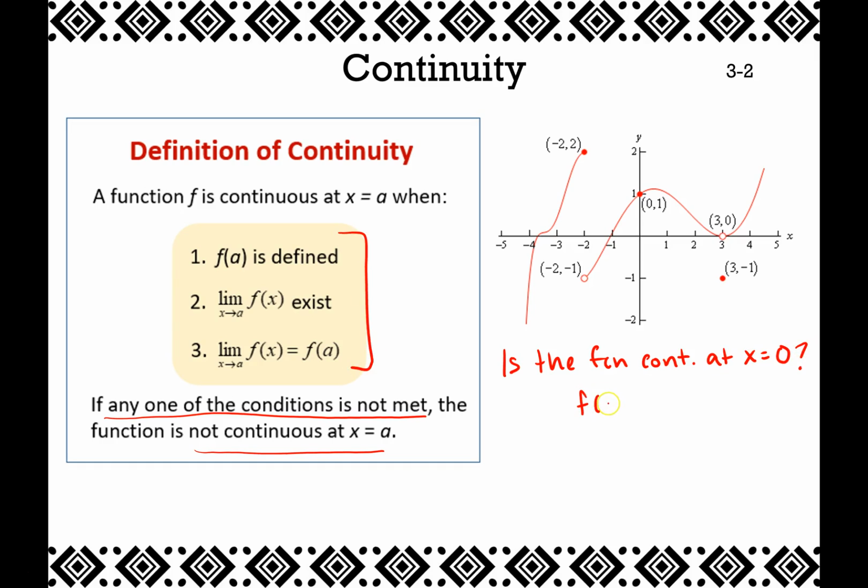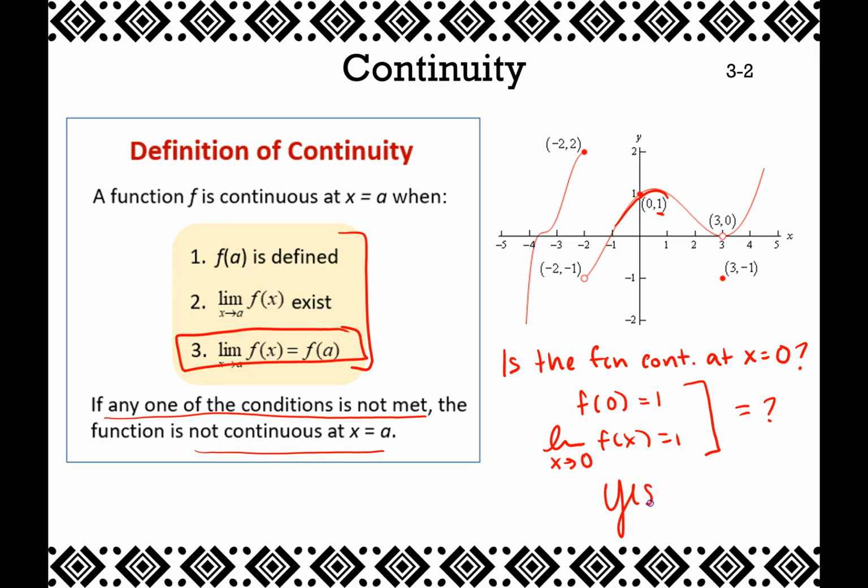Is f of 0 defined? Sure, f of 0 is equal to 1. What's the limit as x approaches 0? Well, that's also 1, right? From the left, it's 1. From the right, it's 1. And are both of these 2 things equal, right? Are these 2 things, 1 and 2, equal? Then yes, they are. Yes, it is continuous. So in other words, the limit has to be the same thing as when you evaluate that function at that particular point. And that makes sense.